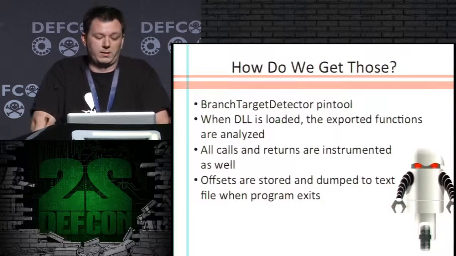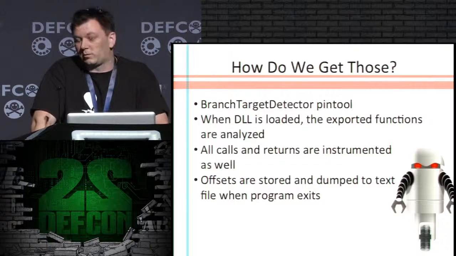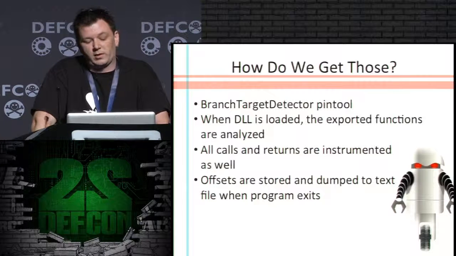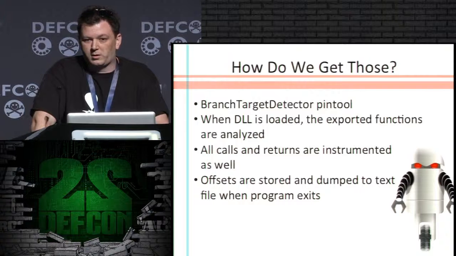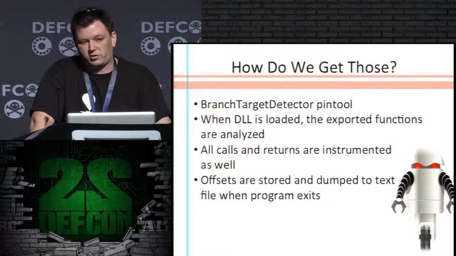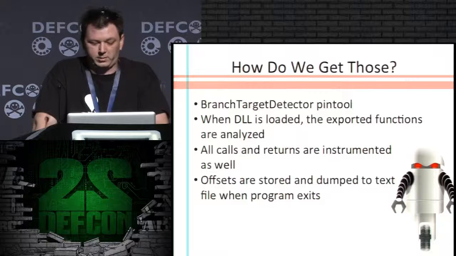So first we have to get those offsets. We have to build our whitelist. So how do we get those? The first thing I did is I built a PIN tool to give me those addresses. When a DLL is loaded, it iterates through all the exported functions, analyzes them, and finds the calls. If it's a direct call, we put the target of that on the whitelist and then the instruction afterwards. If it's an indirect call, just the instruction afterwards because we don't know where it goes yet.